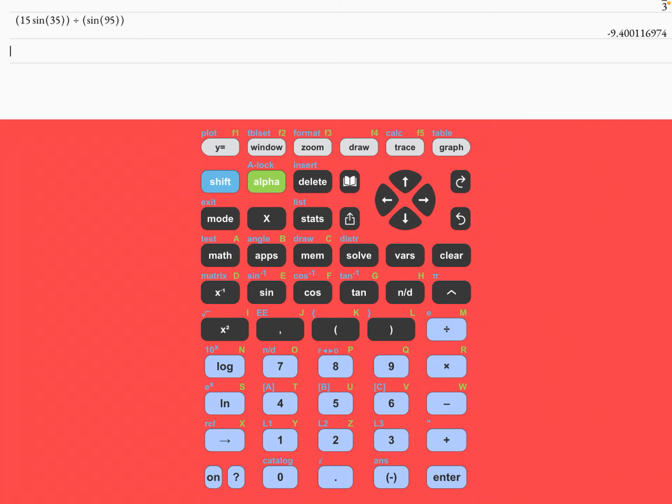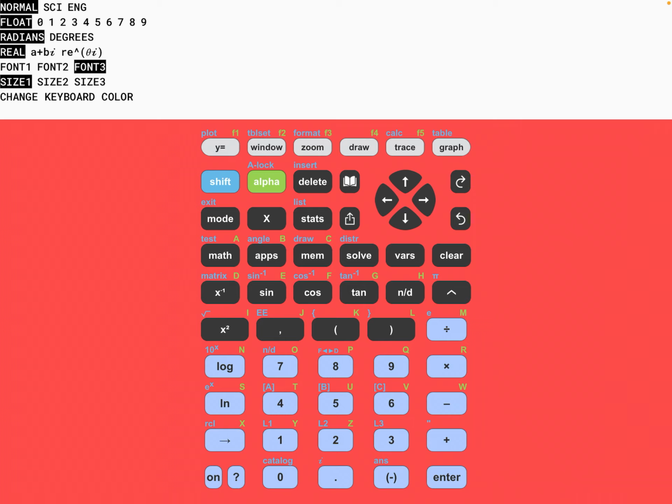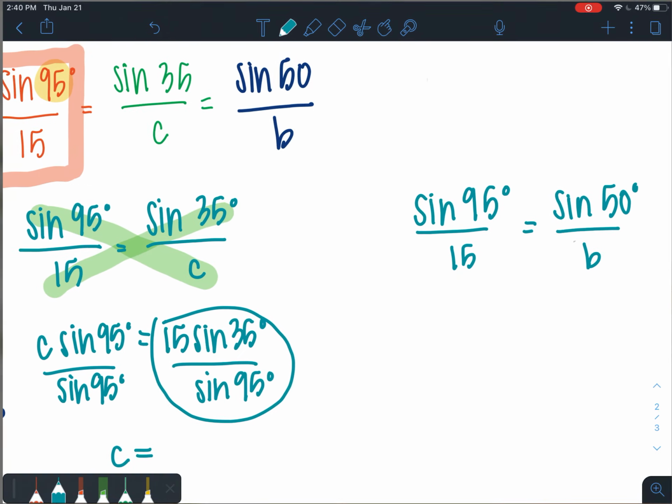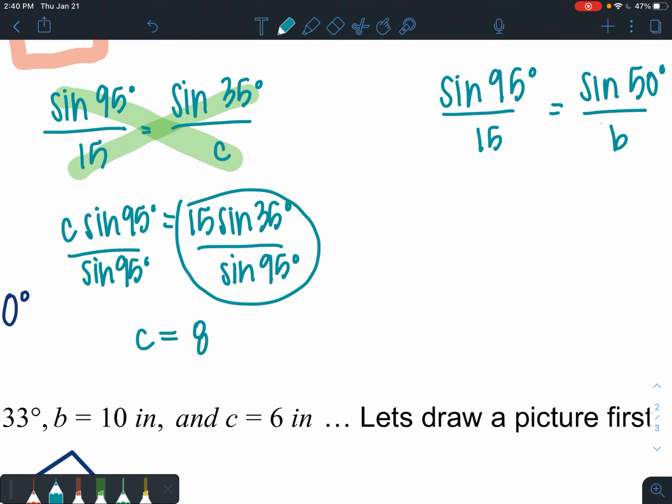Wait, did I do something wrong? Yep, I did. I forgot to put my calculator into degrees. Hit enter again, and I get 8.6, rounded to the nearest tenth. So 8.6 is my answer for that one. So C equals 8.6, and we'll label it units.